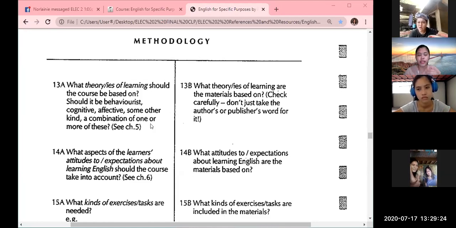So you answer, what theories of learning should the course be based on? Is it cognitive, affective, or a combination of both? You just simply answer that. And 13B, what theories of learning are the materials based on? That is about the materials you have chosen, so you have to check carefully. Imagine, since this is for exercise purposes, it's much better that you have really found a material, for example a book, for the subject.